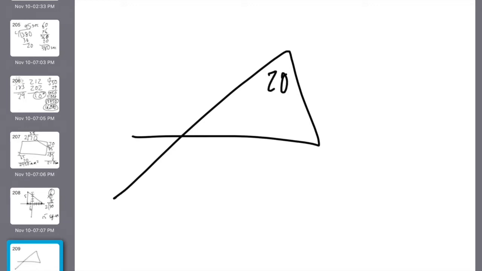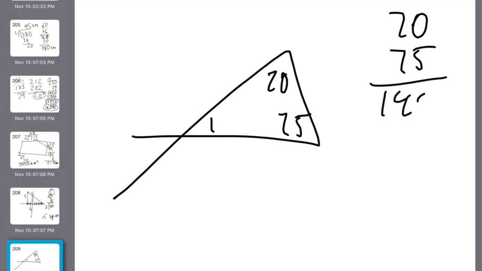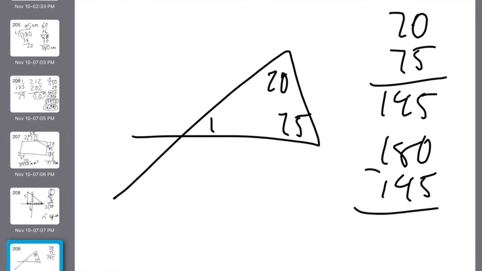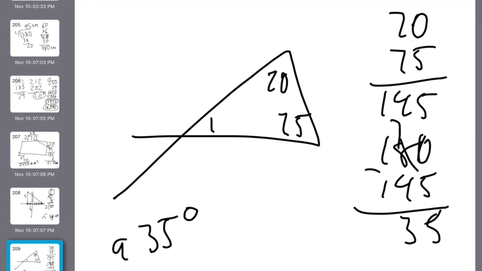They gave me 70. They gave me 75. Now they're going to try to work this thing in order. The first thing I want is ACB, so I want this number first. I do 70 plus 75 is 145. I subtract 145 from 180, which gives me 35. So letter A is 35 degrees.